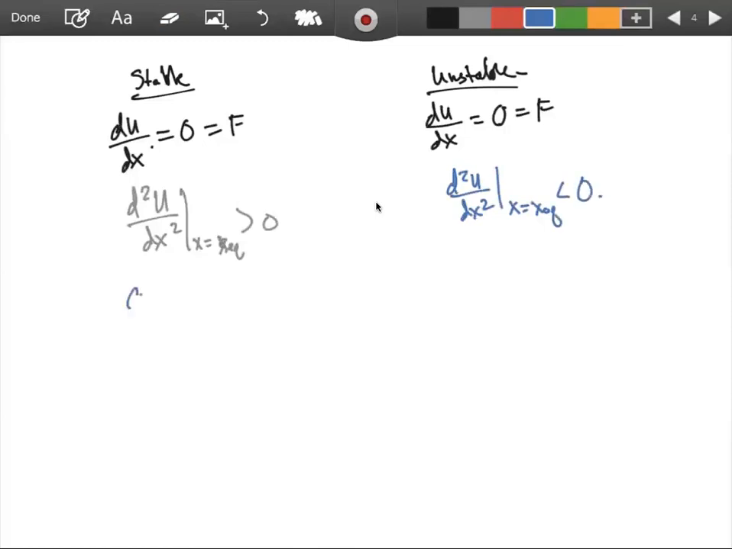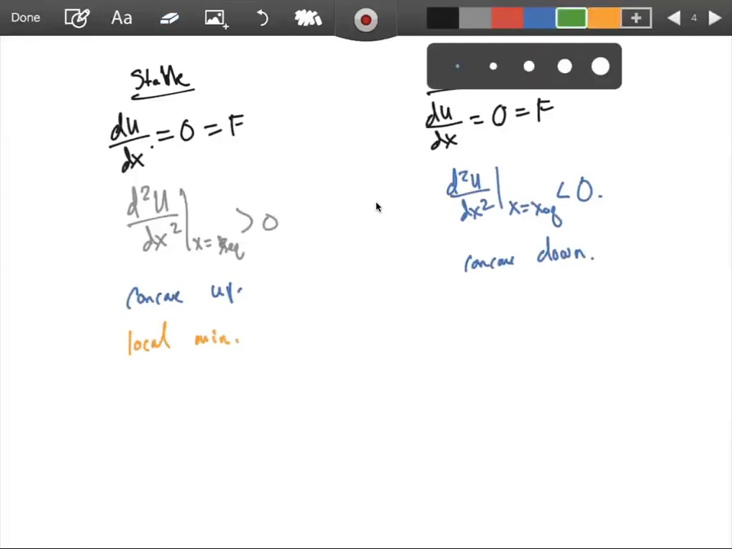So this is what we call concave up. This is what we call concave down. Or you can think about this guy as being a local minimum. And then this guy is what we call a local maximum.